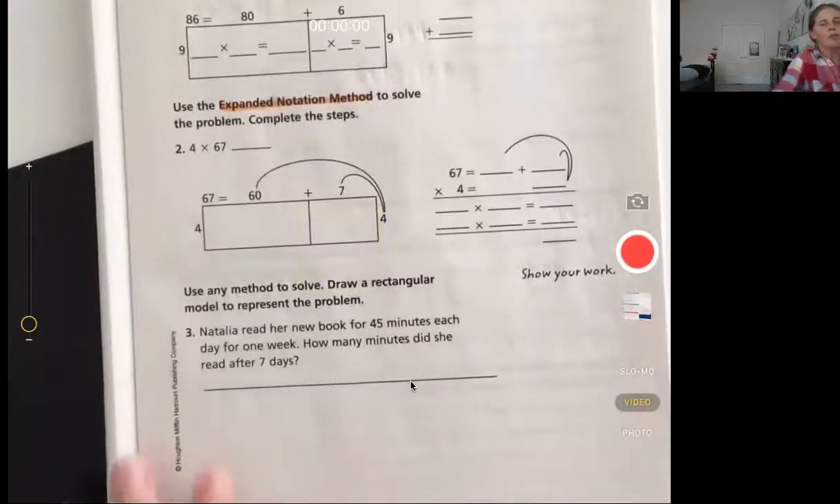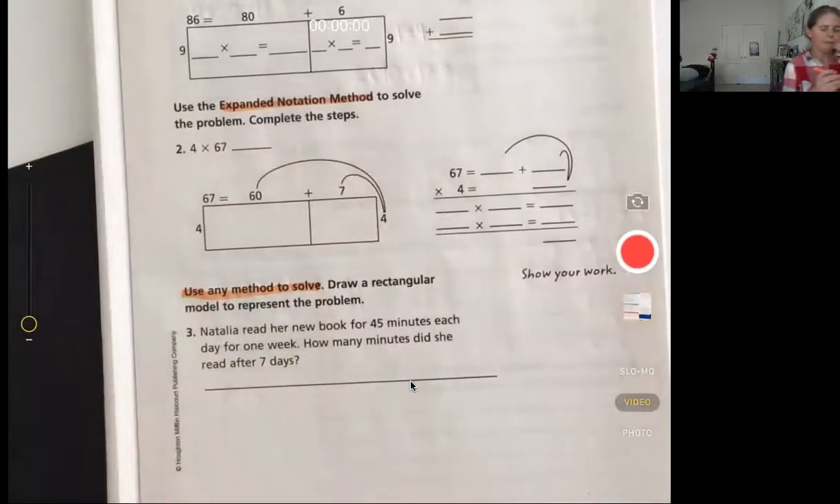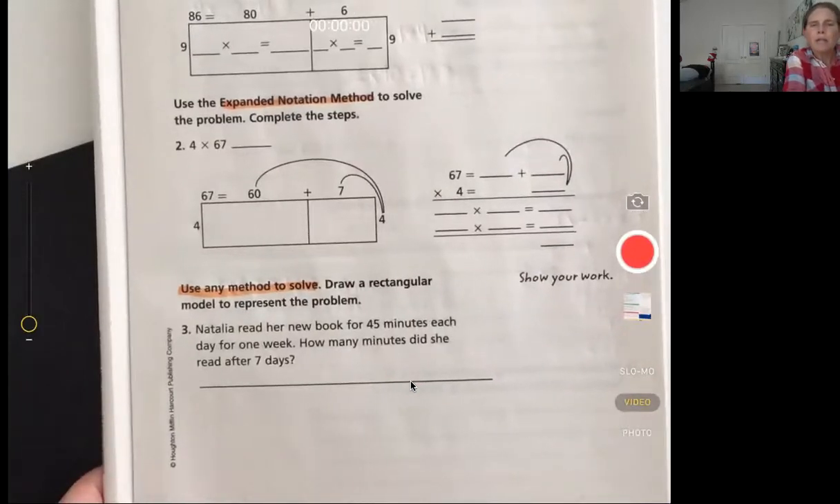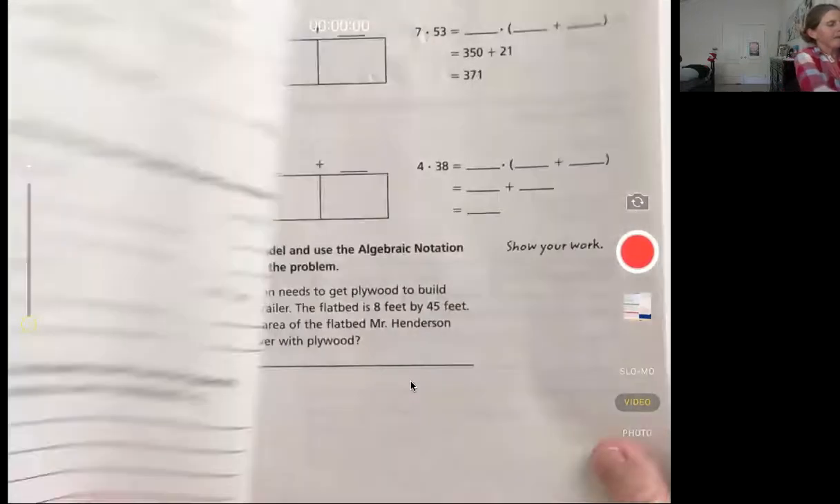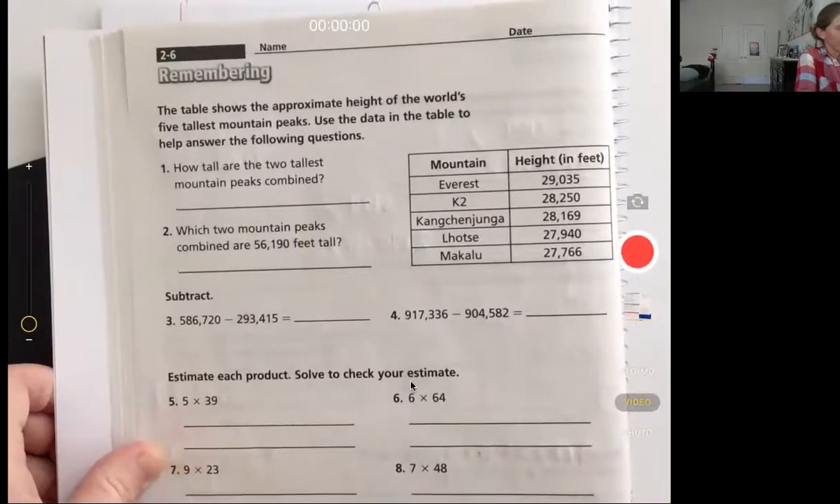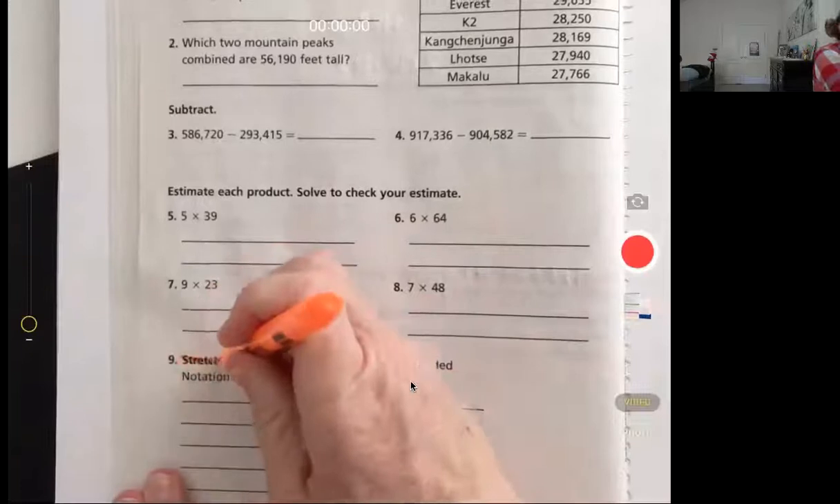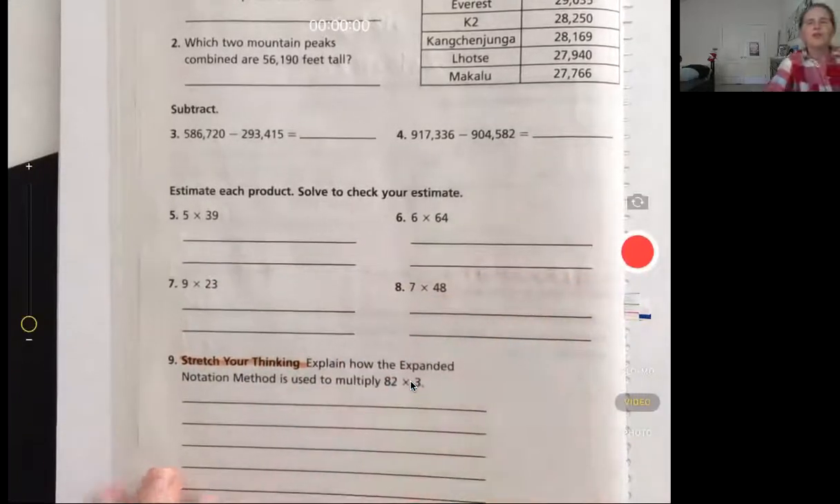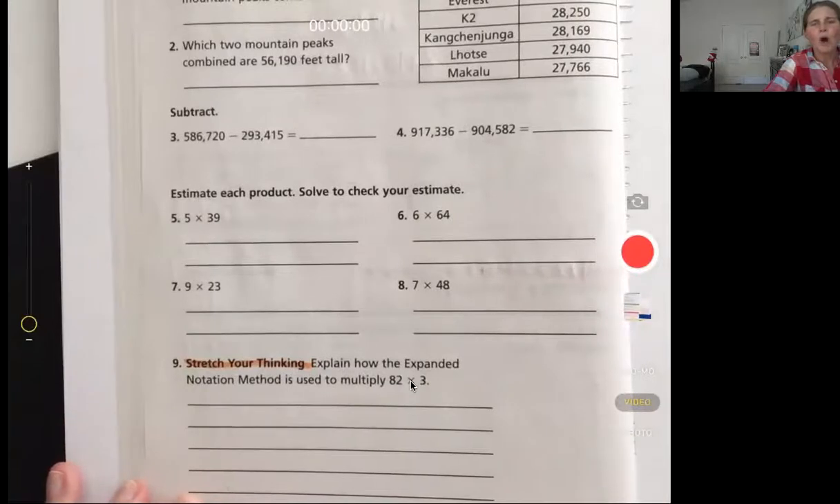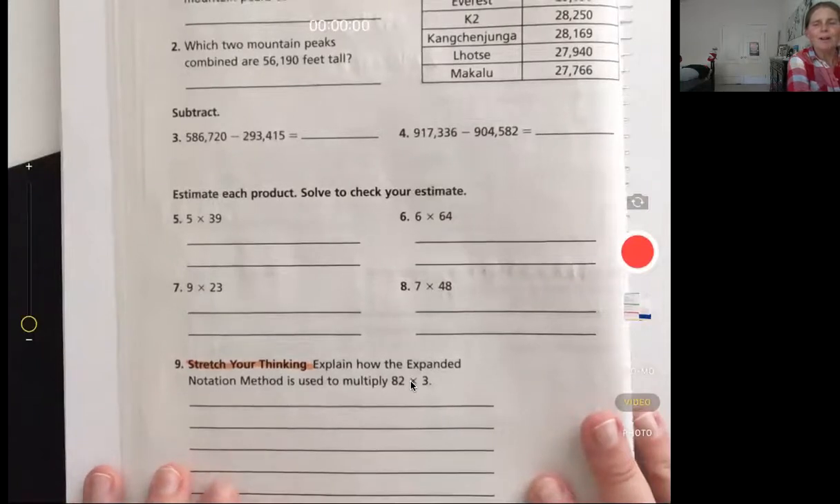Number 3, you'll love. You get to choose your method. Use any method to solve, okay? So you can use the place value section method, or the expanded notation method. You pick. Then on the back side, you're going to do some practice. Okay, this is your remembering side. So this should be review. I'm going to let you look at that. Don't forget, these are our mind benders. We love stretch your thinking. I don't go over this too much because I really want you to work hard and give it a try. We have time in class today during live math to talk about these.